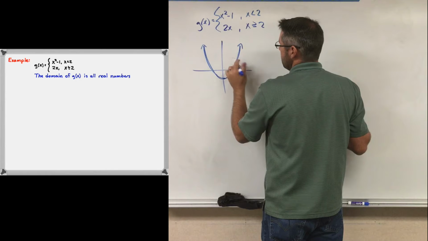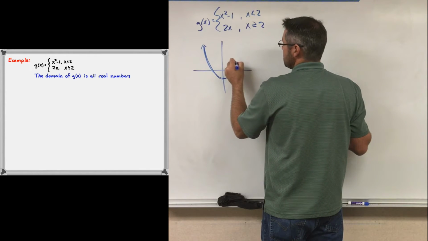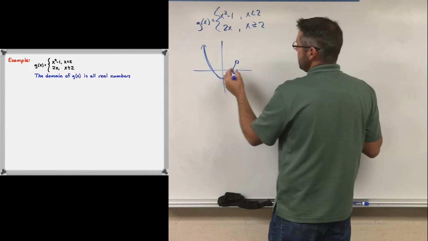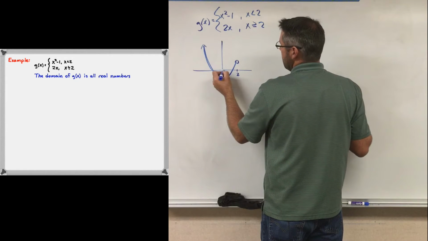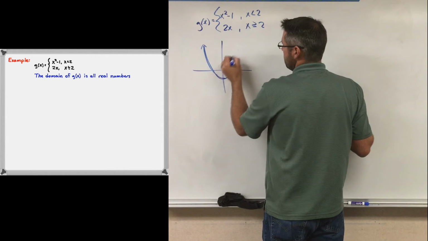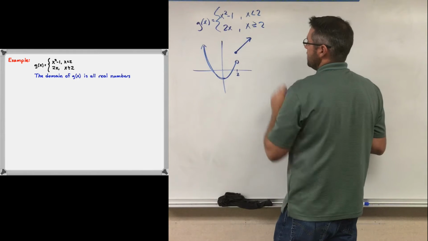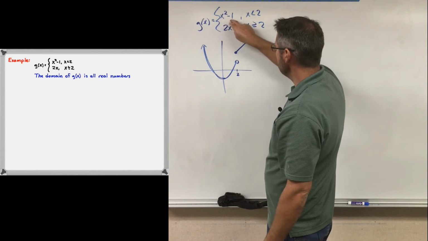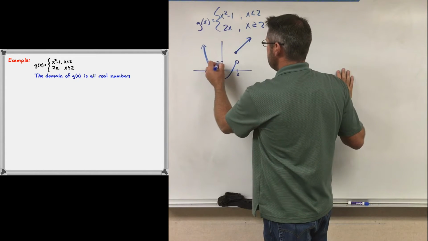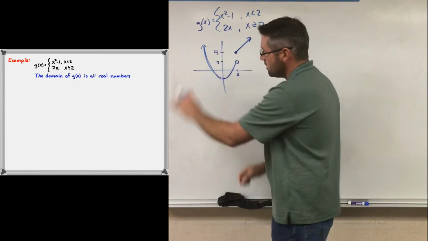So maybe here, we'll call this 2 here. Okay? And that's going to be an open circle. And then 2x, which is here, and going up. So if I plug in 2, I get 4. So this looks like this as our graph. 2 squared is 4 minus 1 is 3. So this height is 3. And then 2 times 2 is 4. So this height is 4. So that's the graph of it.